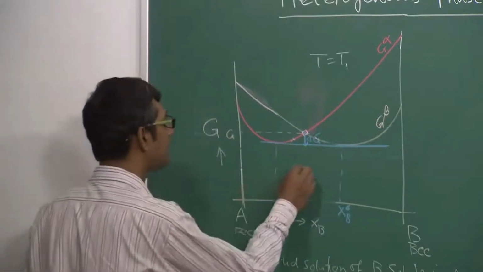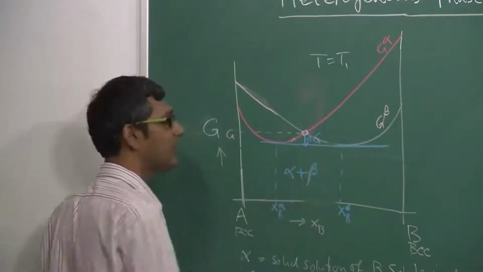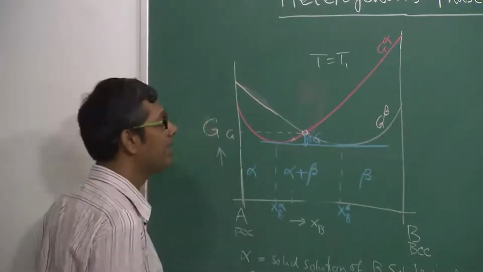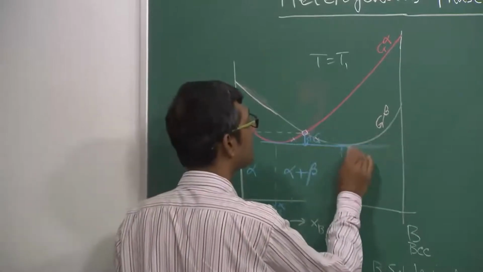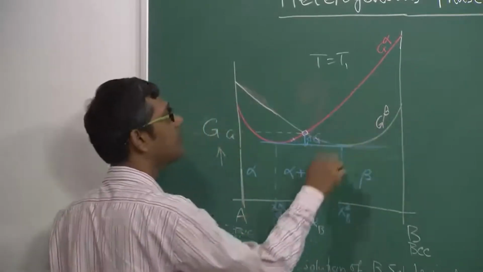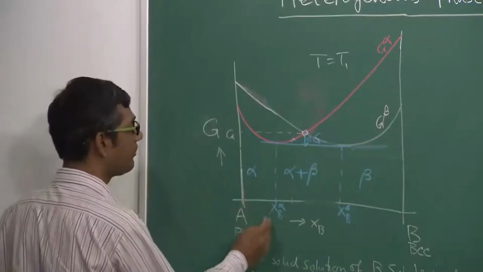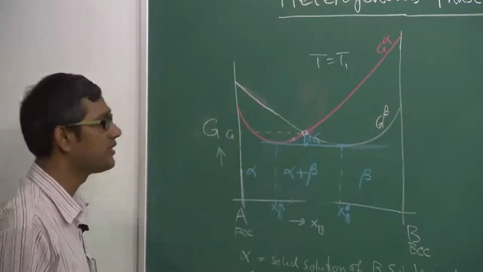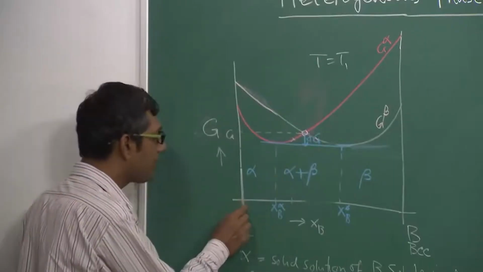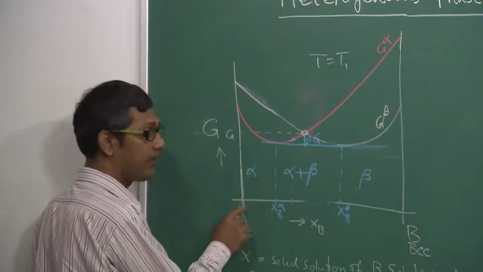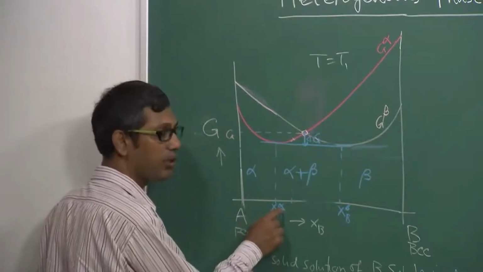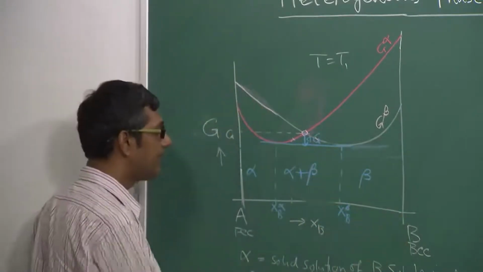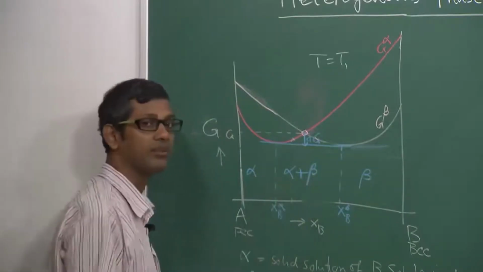So that is why both alpha and beta are stable here. But in this range alpha is stable, in this range beta is stable. Why? Because beyond this point it is this free energy curve which is lower than the alpha. Similarly below this point, below xb alpha, it is the alpha free energy curve which is lower than the beta. So therefore alpha is stable from the A-rich end or pure A end to xb alpha compositions, beta is stable from xb beta to the B-rich end. In between both alpha and beta are stable.